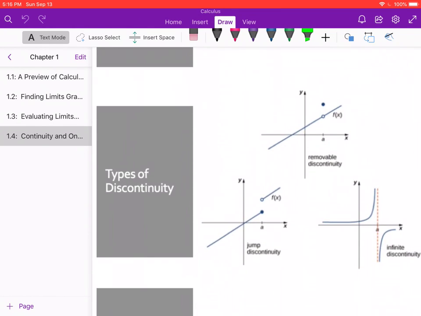So we have three types of discontinuity that we talk about. Removable discontinuity is where it's a hole. You could have a point above or below the hole, but as long as there's a hole there, that's removable. It would otherwise be continuous without that. We have a jump discontinuity where your function is going and then it stops, jumps up or down, and then it continues from there. And then an infinite discontinuity, which is where we would have a vertical asymptote.